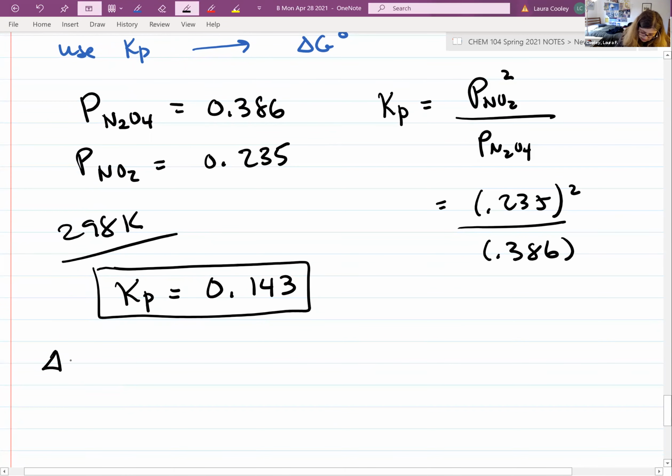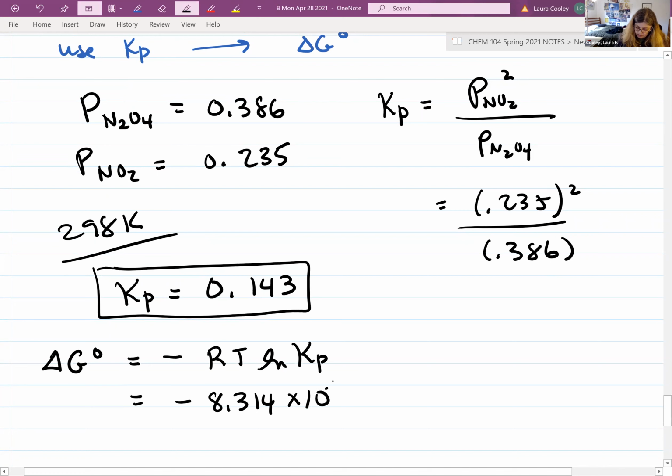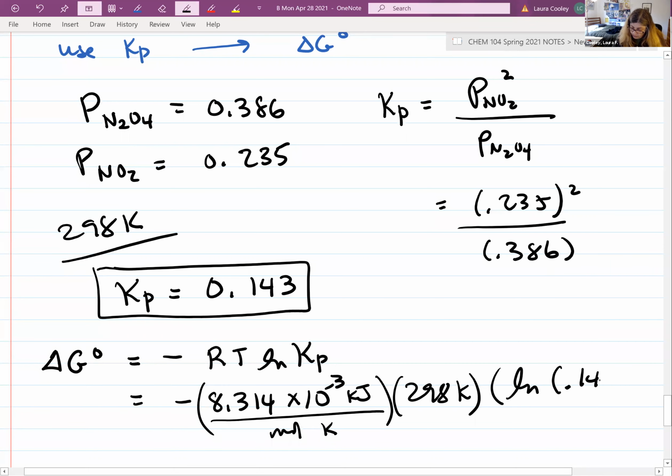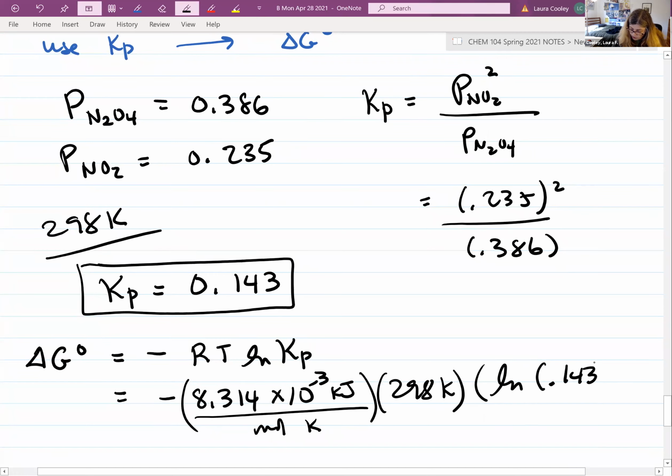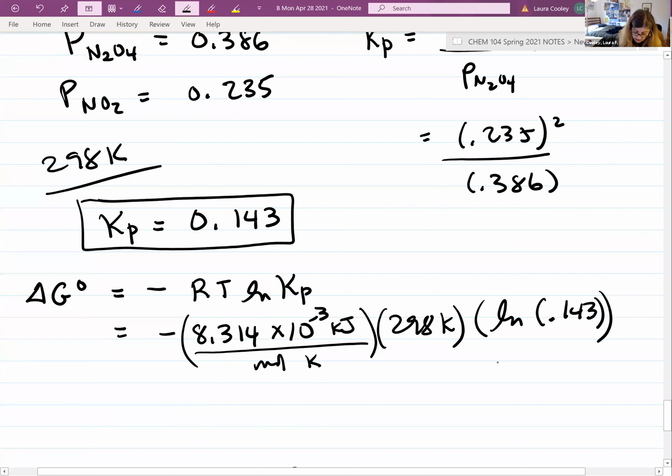So then you could calculate the delta G0 from that, from minus RT log of K. And you would simply use the 8.314 that we've been using. That's kilojoules per mole Kelvin, 298. And then the log of that 0.143, which is less than 1. So this is going to be negative. That log of 0.143 is negative 1.945. So when you put all this together, notice you have a negative and a negative here.